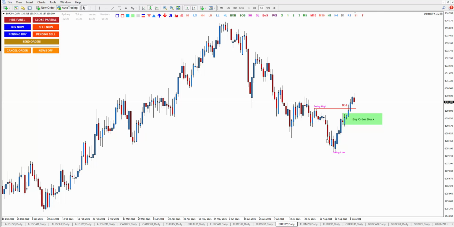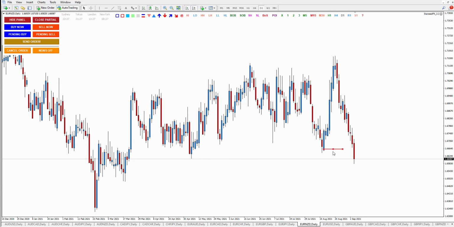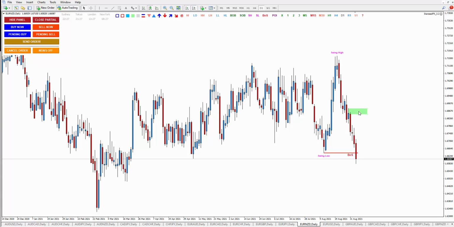On Euro Yen. Now let's go to Euro New Zealand. Euro New Zealand, this is the last breakout over here. This is our swing high, and here is our swing low, and this is the break of structure. Our order block is the last bullish candle before the breakout happened. This is our sell order block.